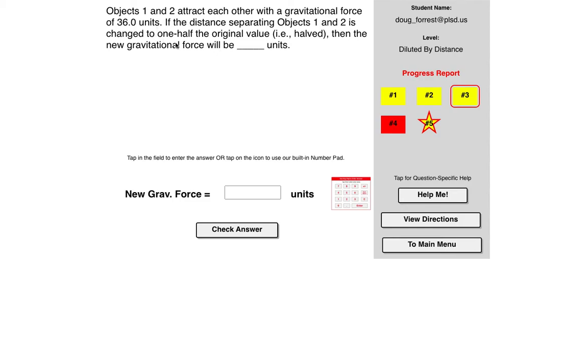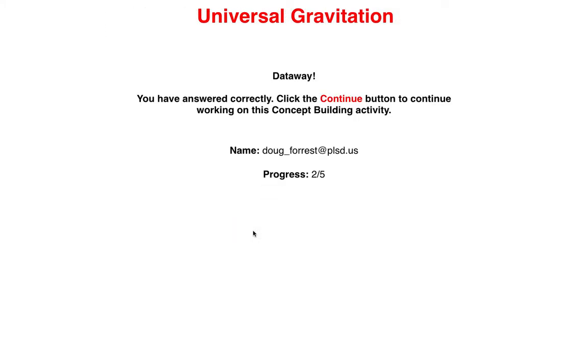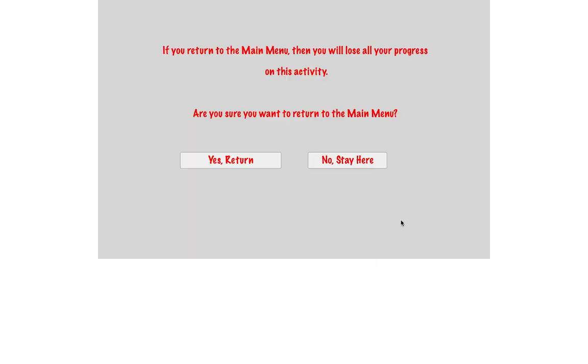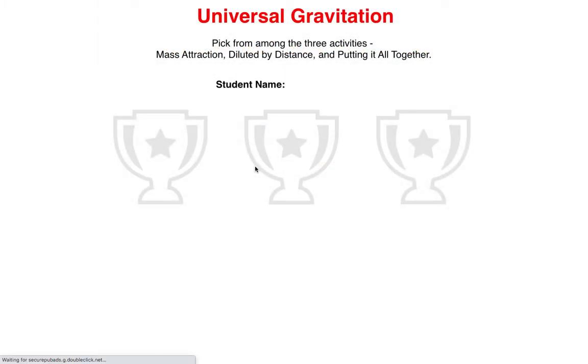So I wanted to do one of these here where it's changed to 1/2. Now you might think if the distance is 1/2, would this get lower? No, because if it's half the distance, it's getting closer. So essentially you're dividing by 1/2 squared, which means you're dividing by 1/4, which means you're multiplying by 4. So 36 times 4 should be 144 units of force. Okay, I'm going to go back to the main menu, and I'm going to put those things together.